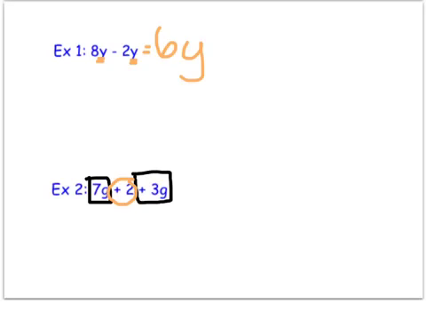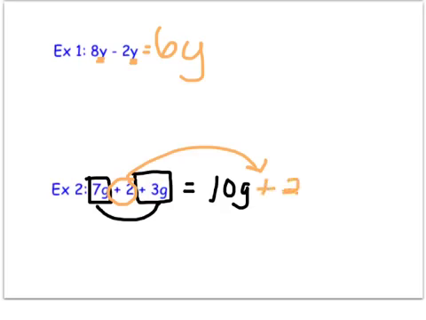So we're going to go ahead and combine 7G plus 3G. That gives me 10G. And then I'm going to take exactly what's there, 10G plus 2. And I can't combine these because this doesn't have a G. So I cannot combine those. So 10G plus 2 is my final answer.